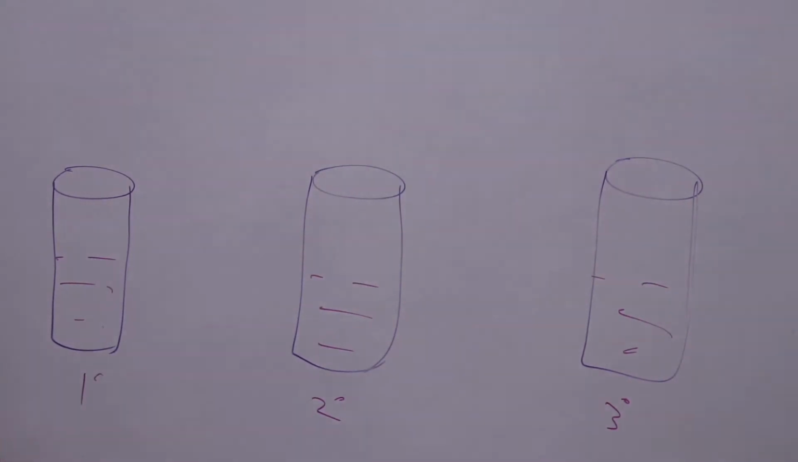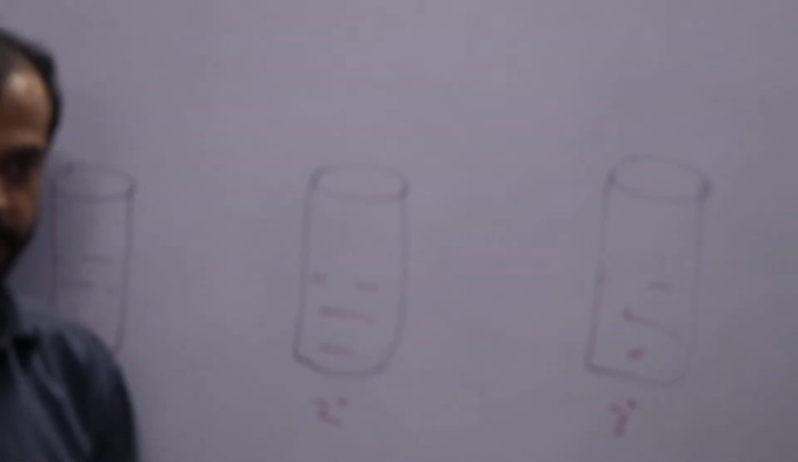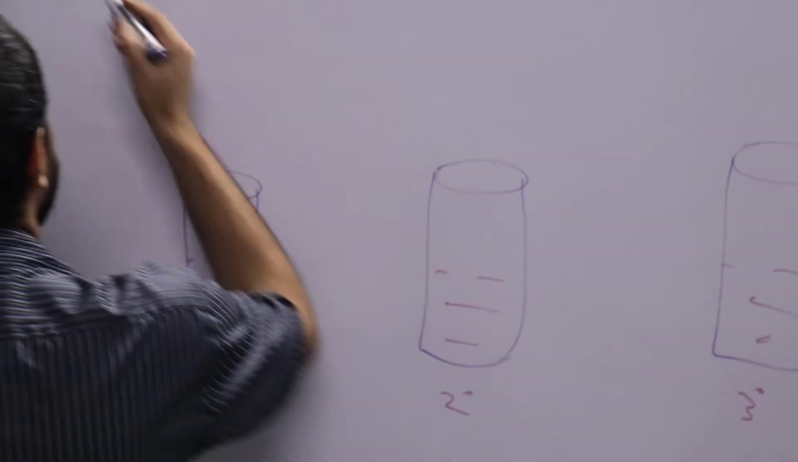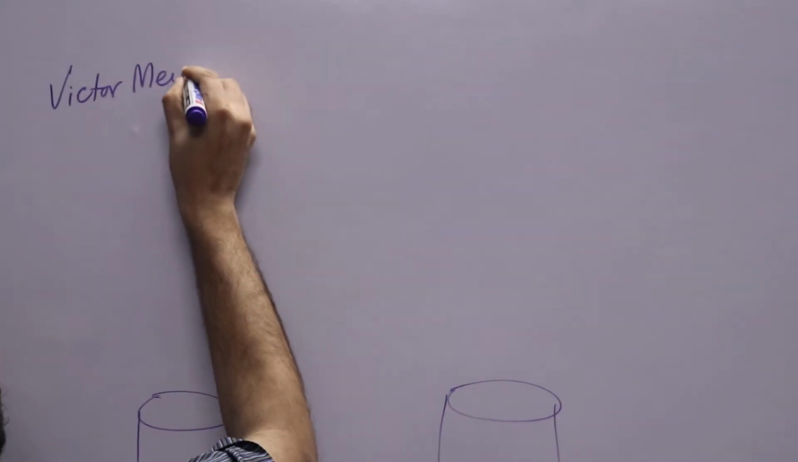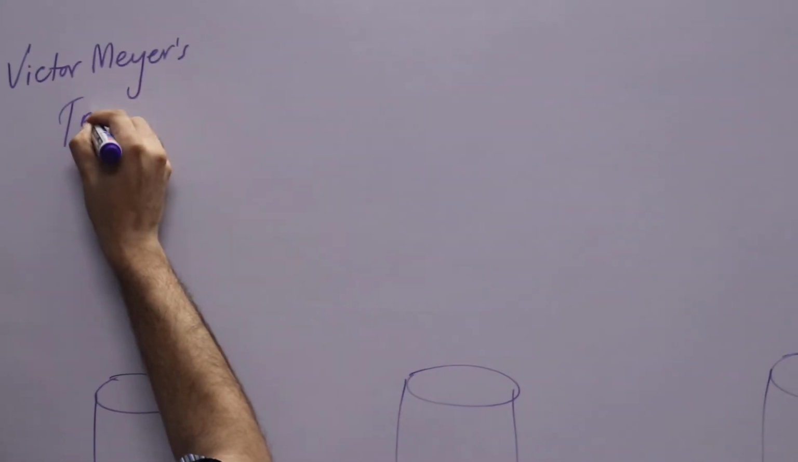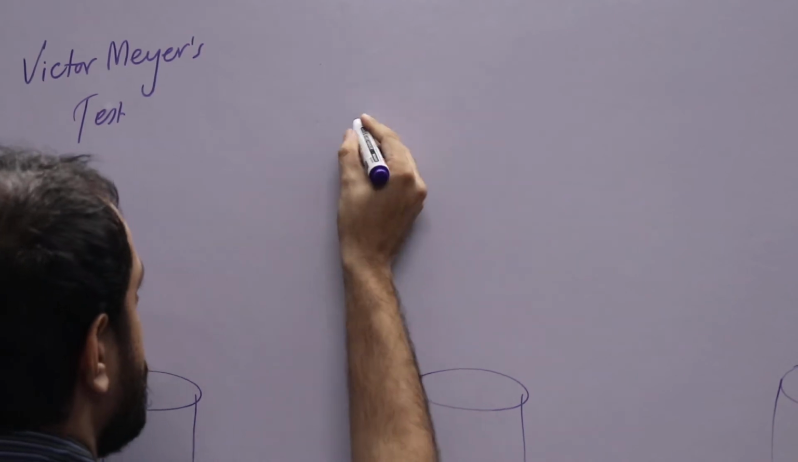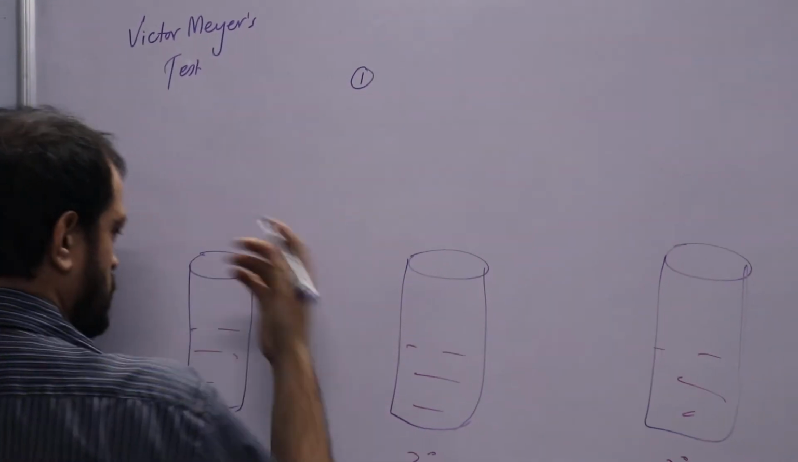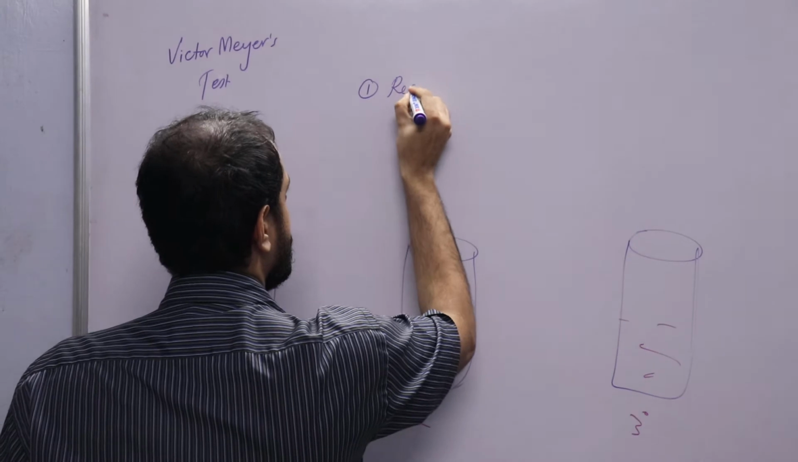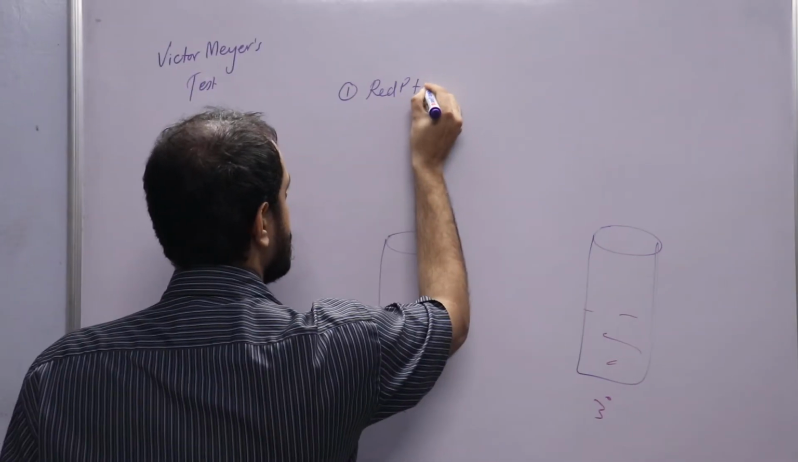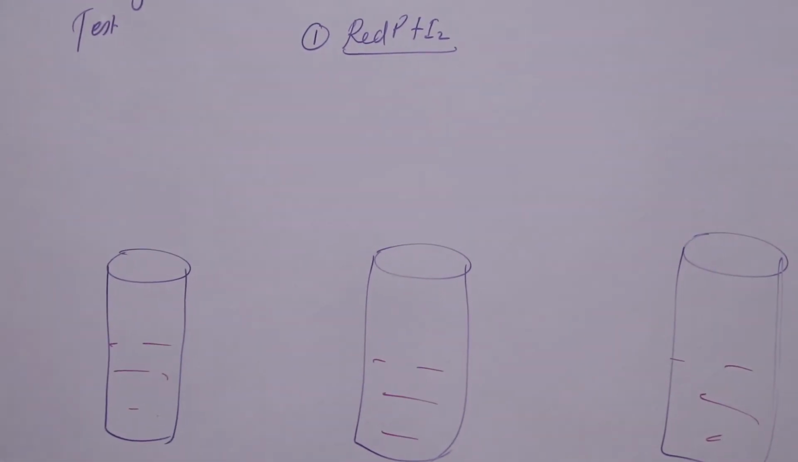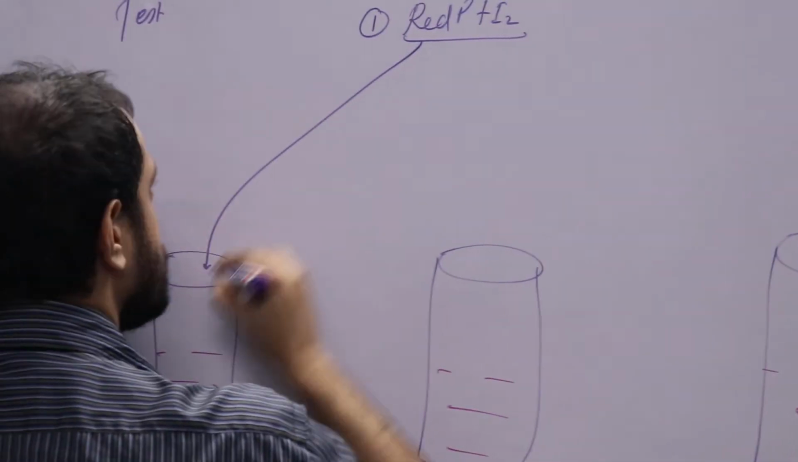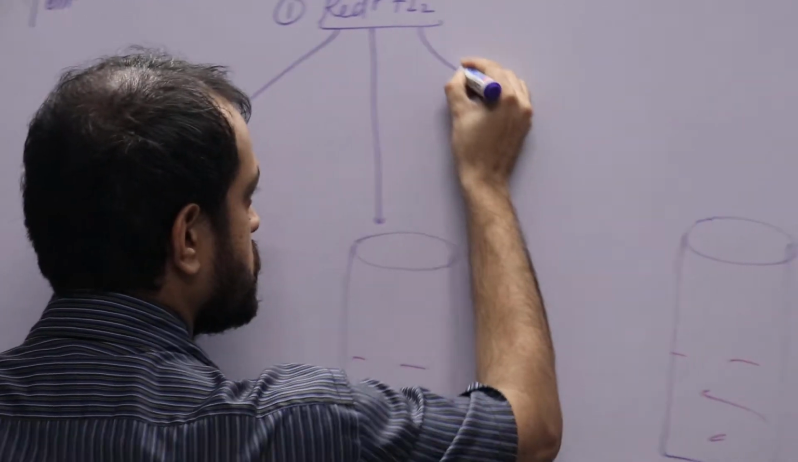Now listen. Step by step we will have to add some reagents. We are performing Victor Meyer's test. Step by step we will have to add 4 reagents. Number 1, red phosphorus plus iodine. So we will first add red phosphorus and iodine to all these test tubes. This is step 1.